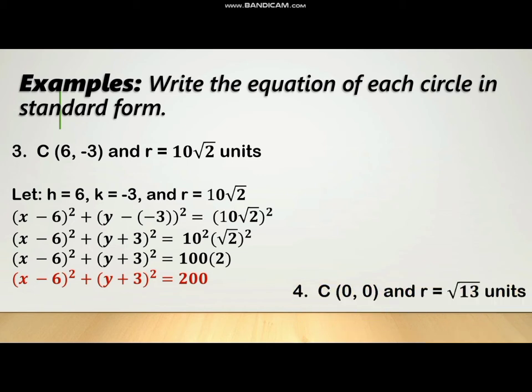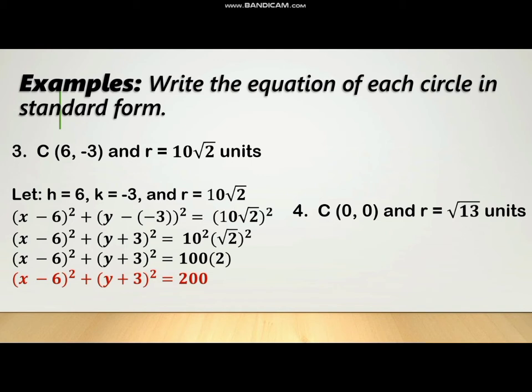For number 4, center at (0, 0), or the origin, and r is equal to the square root of 13 units. So here r is equal to the square root of 13. So x squared plus y squared is equal to the square root of 13 squared. Same as the previous, the square root of a square cancels. So the final answer is x squared plus y squared equals 13.